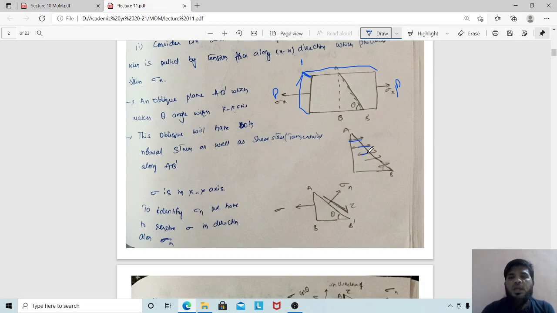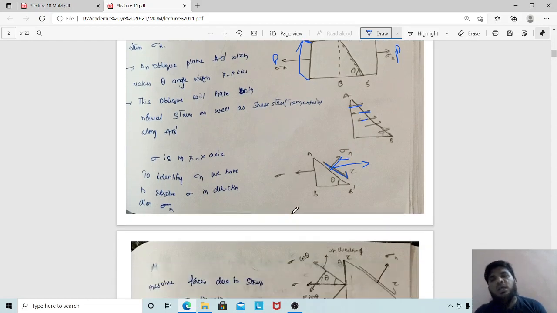Okay, clear? So this force will have two components: one perpendicular to the surface, another along the surface. The stress perpendicular to the surface is called normal stress, and the one along the surface is called shear stress. These two will have a resultant like this, which is nothing but sigma r. That is nothing but sigma r.